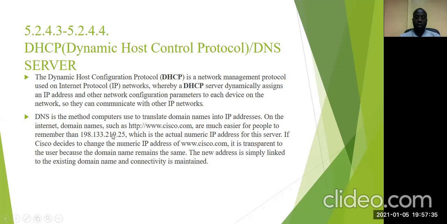So instead of typing this on the web browser, you just type www.cisco.com, and when it reaches the DNS server, the DNS server will translate cisco.com to this IP address, because the internet understands the IP address, not the name. It will translate it and bring the cisco.com website, so that human beings can also read it in text format, but not in numeric format.